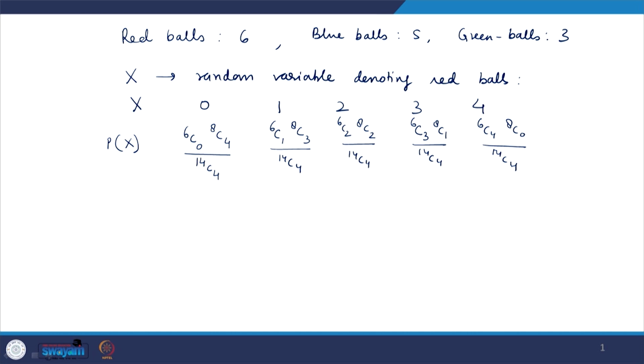So, this will be the probability mass function for the random variable X, where X denotes the number of red balls. If X equals 1, that means we are taking 1 red ball out of 6 balls, so the total cases will be 6C1, and from the 8 remaining balls we are taking out 3 balls. So, it is 8C3, divided by the total 14C4. This will be the probability for X equal to 1, and similarly for the other cases we have discussed.